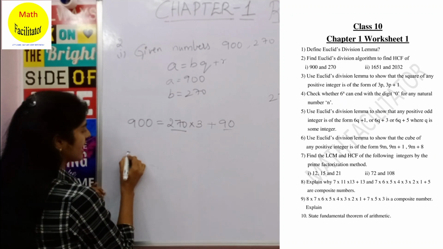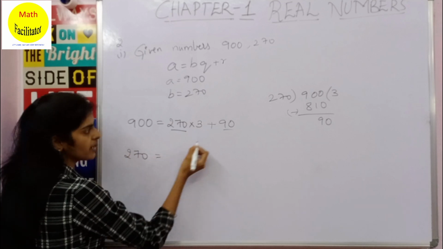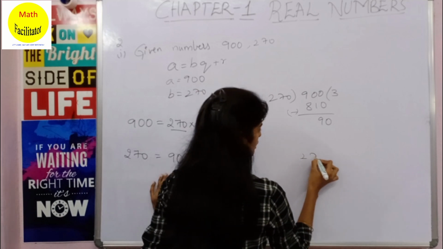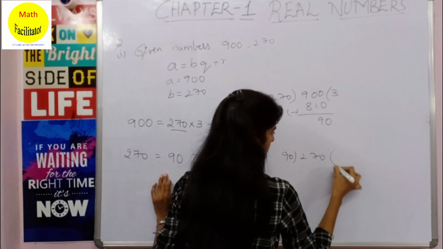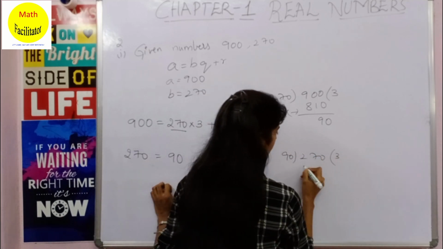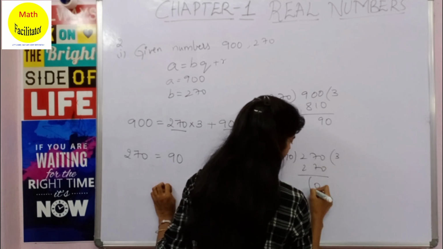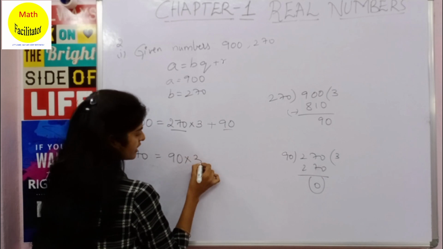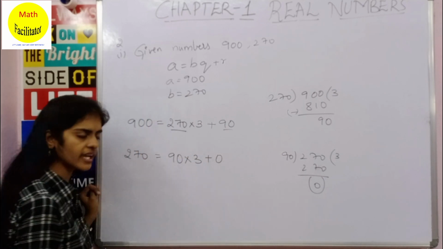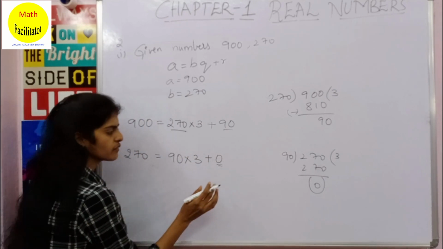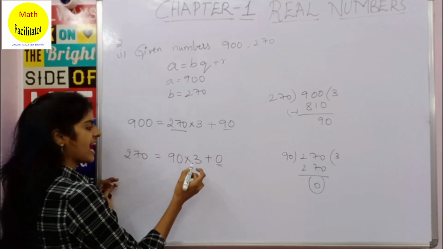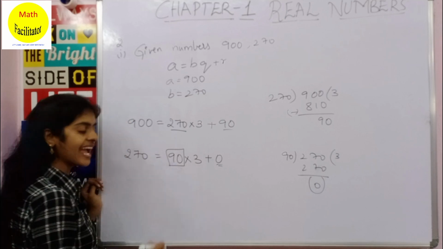Now for the next part, this will be A and this will be B. So A is 270 and you will divide by 90. Let us divide here. 270 divided by 90. 90 threes are 270 and the remainder is 0. The same thing you can write here as 270 equals 90 into 3 plus 0. Now when the remainder is 0, you will stop this process here and you will take this value of B as the HCF.